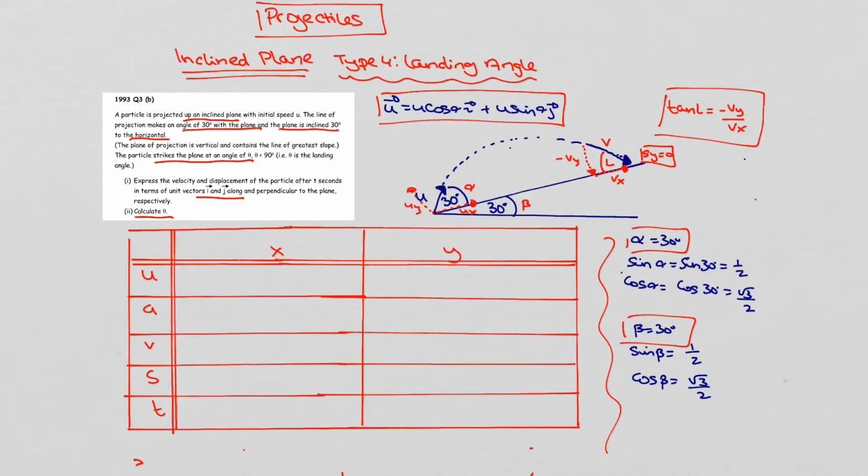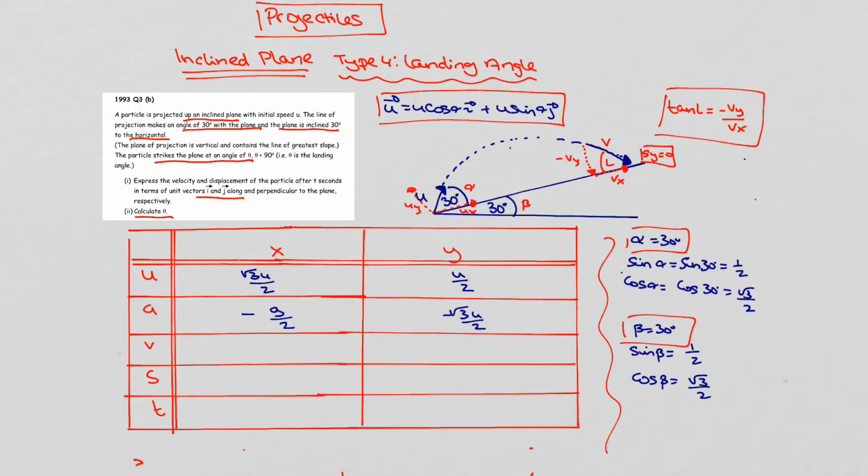So we have u cos alpha. Well, cos alpha is root 3 over 2. So therefore that's going to be root 3u over 2. And in the y direction, it's u sine alpha. And of course, sine alpha is a half. So therefore that's going to be u over 2. A, our gravity, remembering from our previous videos that if we're looking at resolving our gravity, we have minus g sine beta in the x direction. And sine beta is a half. And we have minus g cos beta, which is minus root 3g over 2 in the y direction.